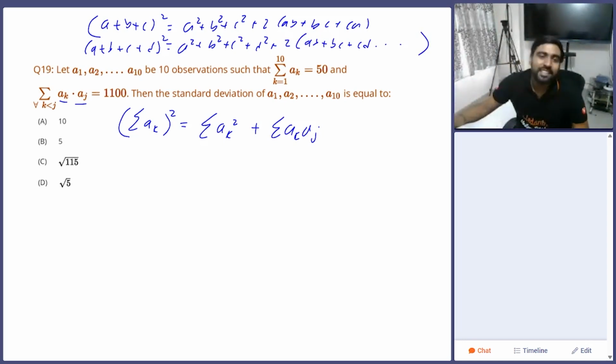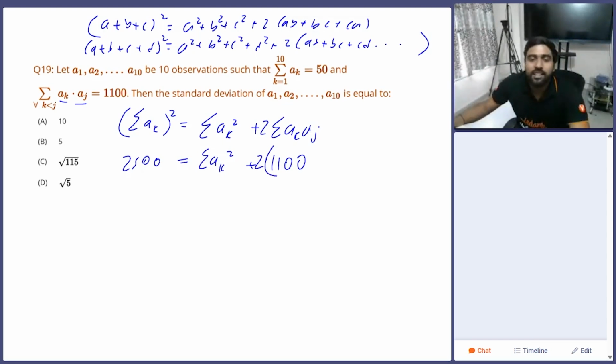Now over here, using this, I can say what I have is 2500 equal to summation a_k square, which I need for standard deviation, plus 2 times summation a_j a_k, which is 1100 over here. So what do I have? Summation a_k square will be equal to simply 300.